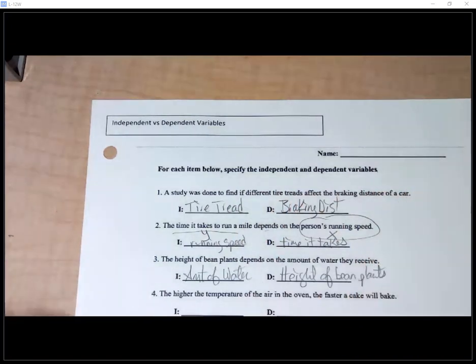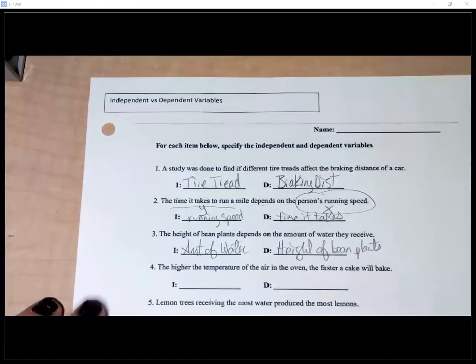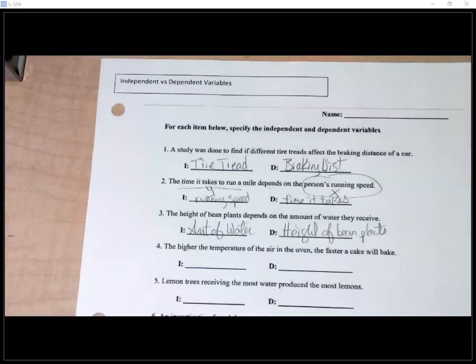Now, number 4, this is the last one I'll do with you, and then I'll give you some time to try the others. But number 4 is not quite set up with our little sentence frame. It says, the higher the temperature of the air in the oven, the faster a cake will bake. So it's up to you to figure this one out. Would you say the temperature of the air in the oven depends on how fast the cake will bake? Or would you say the speed at which the cake will bake depends on the temperature of the air?